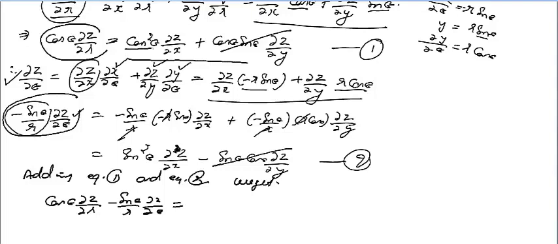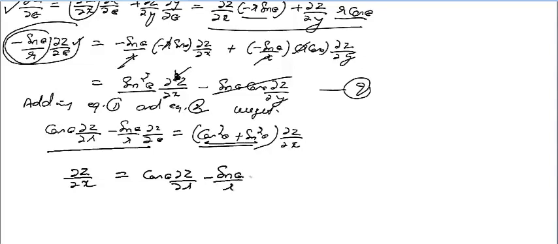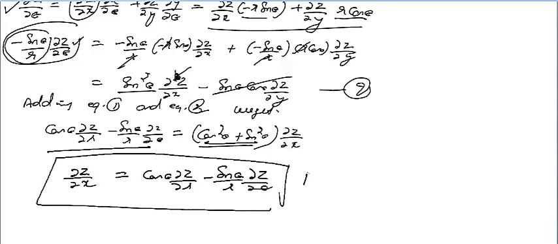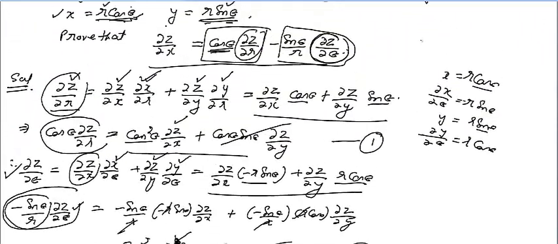Now you have cos square theta and sin square theta, because curl z by curl x is common. So cos square theta plus sin square theta is 1. So you are getting curl z by curl x, because this is 1, is equal to cos theta curl z by curl r minus sin theta by r curl z by curl theta. So this is the result, this is the answer that we wanted to prove. See it, exactly the same.